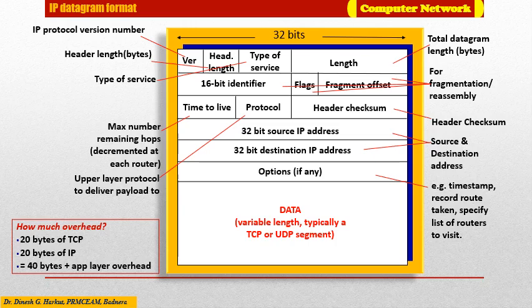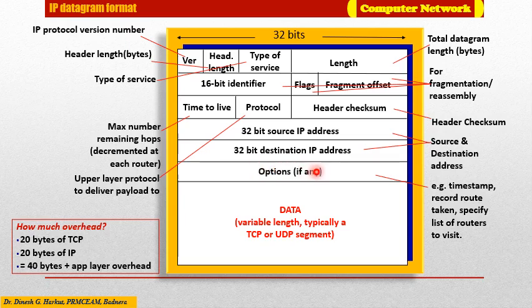The last and the most important field is the data field, also called the payload. Payload is the actual data in the datagram. In most circumstances, the data field of the IP datagram contains the transport layer segment, that is TCP or UDP, to be delivered to the destination. However, the data field can carry other types of data, such as ICMP messages, also.